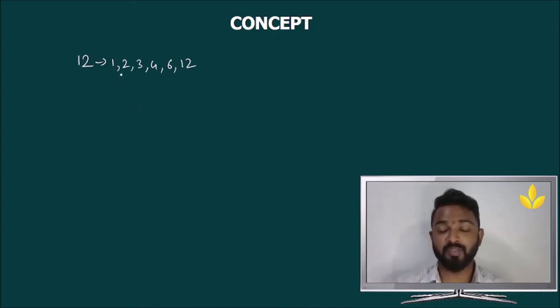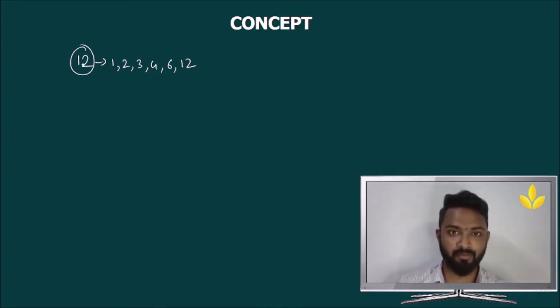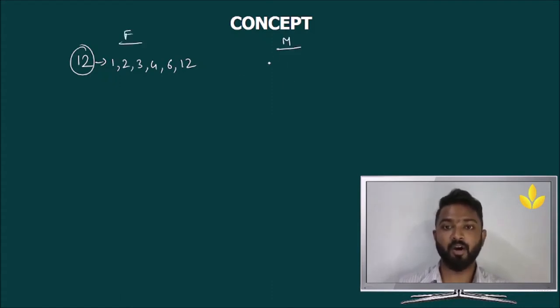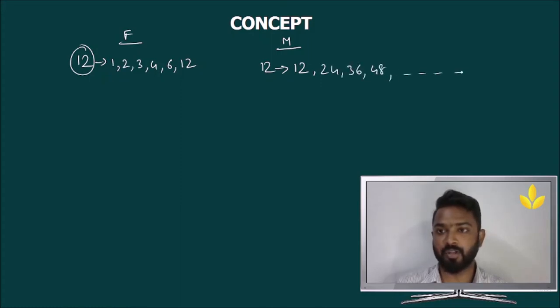Factors are those numbers which can divide the main number. 12 is divisible by all of them. These numbers can divide 12, and these are the factors. And when it comes to the multiples of 12, the smallest multiple is 12. Then we have 24, 36, 48, and so on and so forth. So multiples get divided by the number and factors divide the number. That is the main difference between factors and multiples.